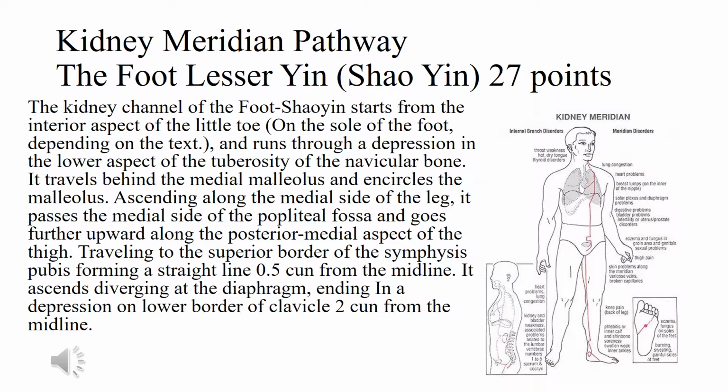Branch 3, exits the lungs to the heart and pericardium. Branch 4, from DU 1 to REN 3 and REN 4, parallel to the midline of the lower border of the clavicle at kidney 27.